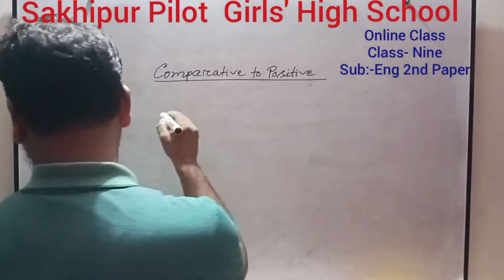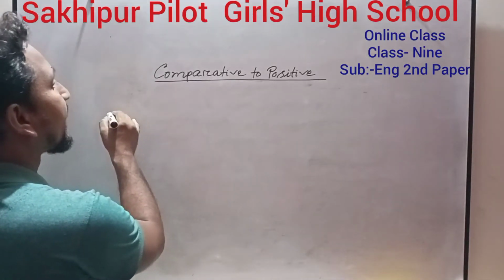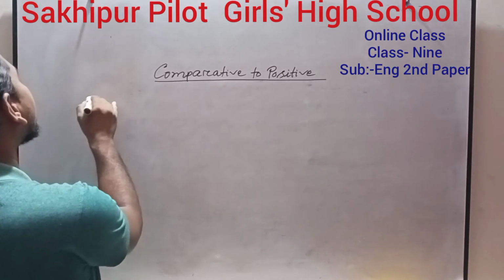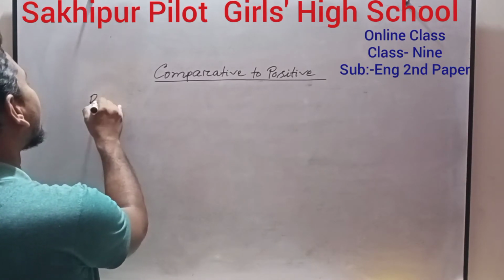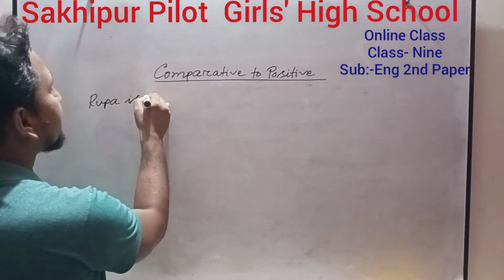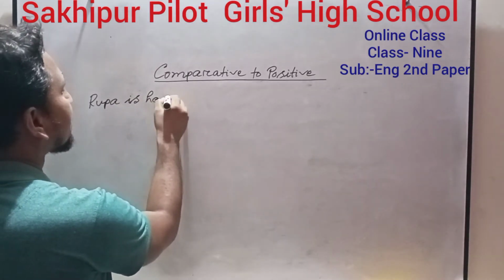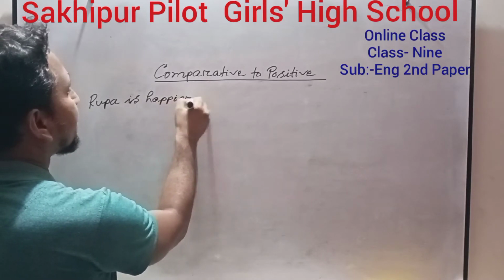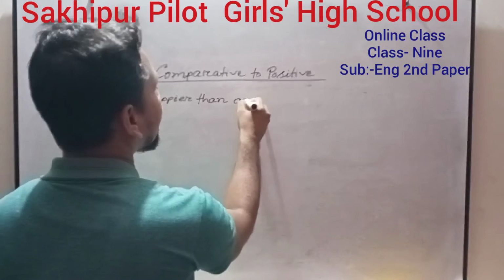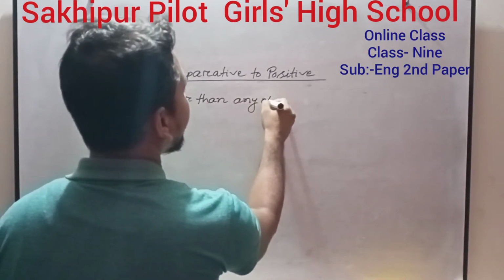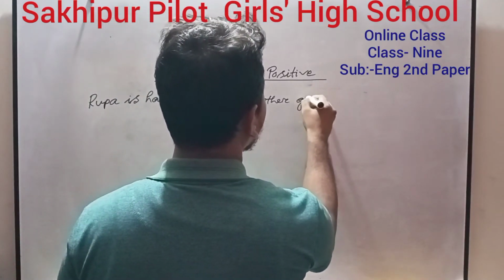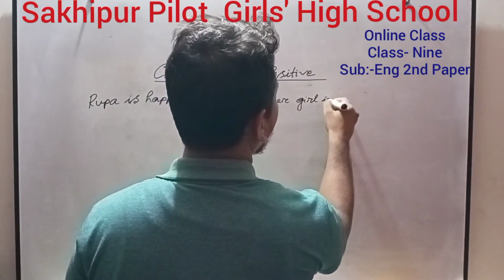Okay, come to the point. If the comparative degree belongs to "than any other", suppose, Rupa is happier than any other girl in our class.